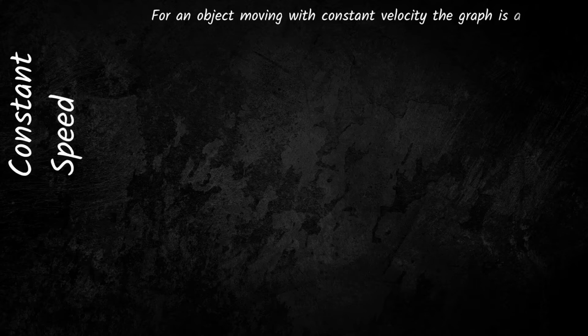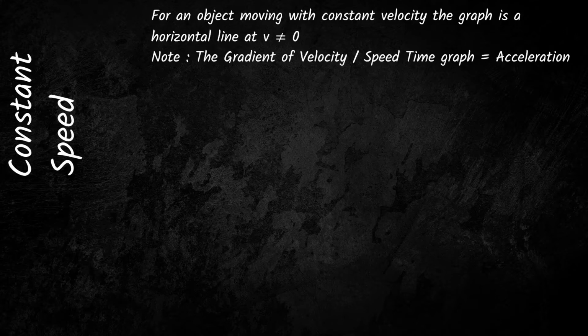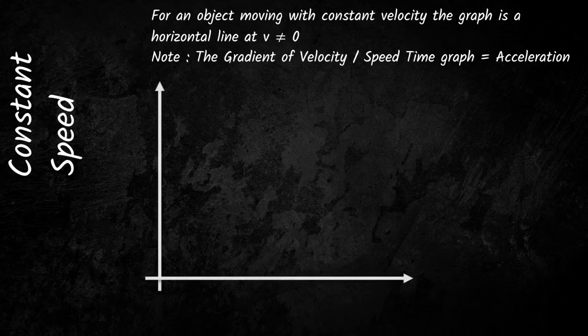For an object with constant velocity, your graph is a straight line, but it should not be passing through the origin. A straight horizontal line not passing through the origin. An important thing to remember is that the gradient of a velocity time graph is acceleration. So this right here is what the graph would look like. You'll have horizontal lines which will not be passing through the origin. So again, the origin is down here. You've got straight horizontal lines which are not passing through the origin.